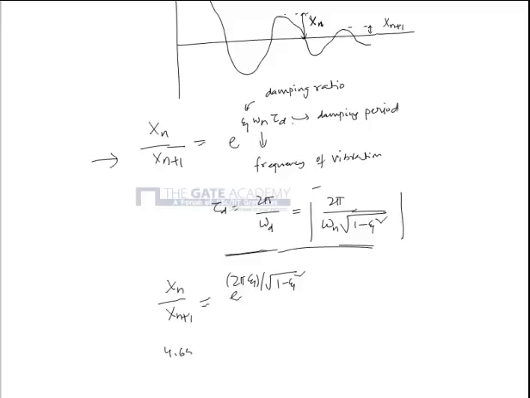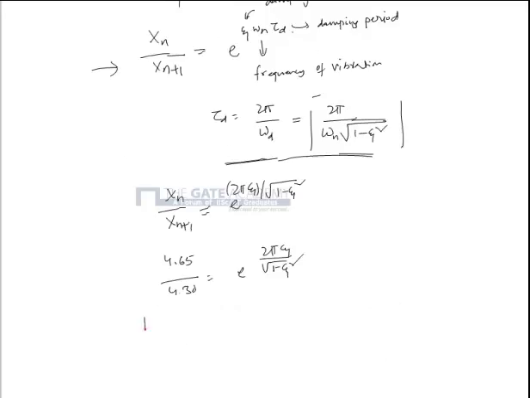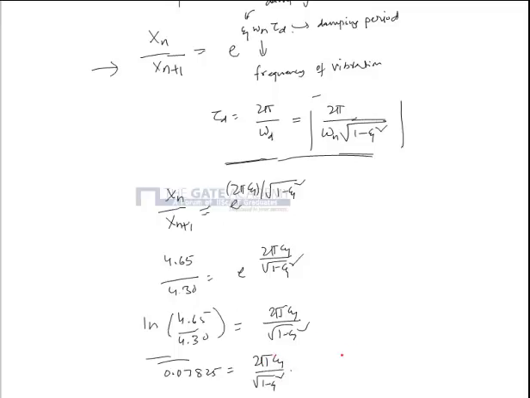Now xn is given as 4.65 mm and xn plus 1 is given as 4.30 mm, so 4.65 by 4.30 equals e power 2 pi zeta by root over 1 minus zeta square. If I take ln on both sides, I get ln of 4.65 by 4.30 equals 2 pi zeta by root over 1 minus zeta square. I have to use a calculator, and this value comes to be 0.07825, equal to 2 pi zeta by root over 1 minus zeta square. From this I can find zeta by small simplification, and I get a value of 0.0245. You just have to use a calculator.